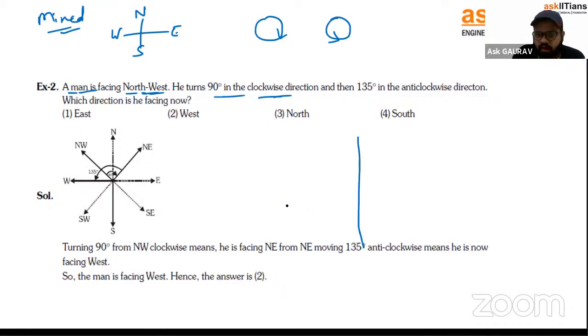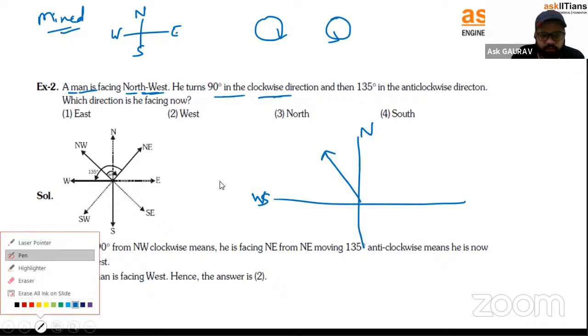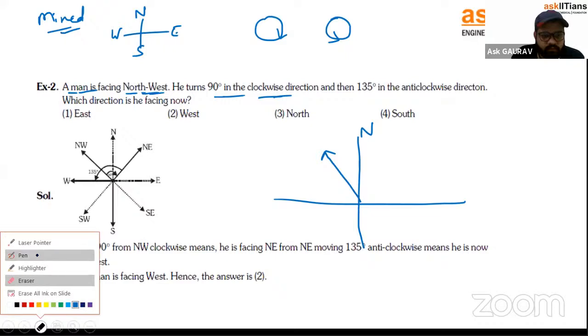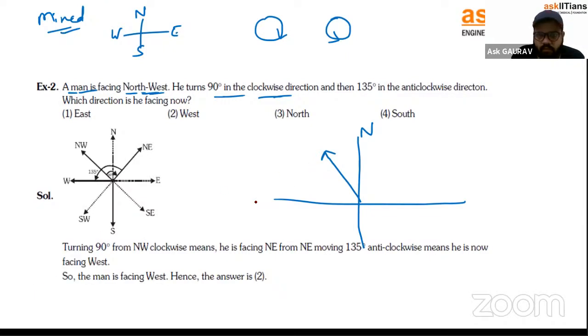Okay, let me draw a diagram. Where is northwest? This is north, this is west. Sorry, this is west. And let's say this is your northwest direction, right? Now he turns in the clockwise direction 90°, right? So 90° will be like this. So this is your northeast direction. Now he has moved clockwise 90°. He will reach northeast.